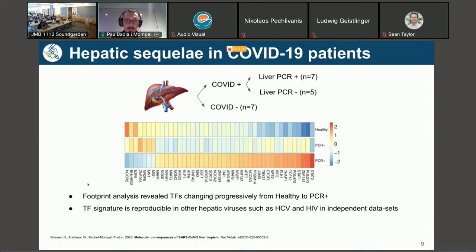So using Decoupler, we estimated pathway and transcription factor activities, and we observed that there was a shift between healthy and PCR positive, and that pathways related to immune response, such as JAK-STAT, were active in PCR patients, and that a collection of transcription factors were changing progressively their activity from healthy to PCR positive. And moreover, this TF signature was reproducible in other hepatic viruses, such as HCV and HIV, in other independent data sets.